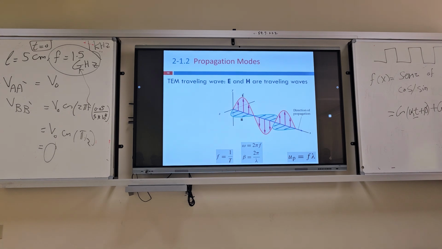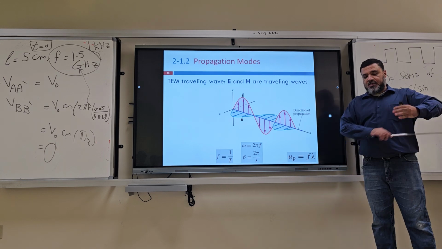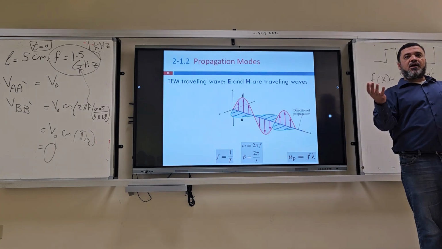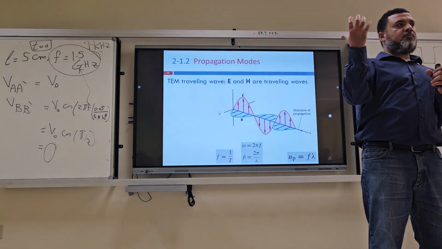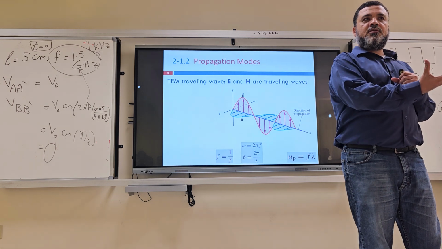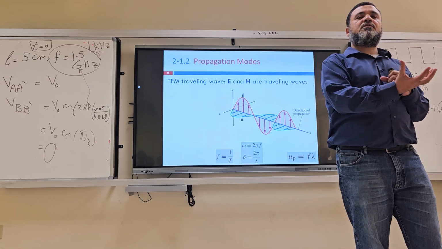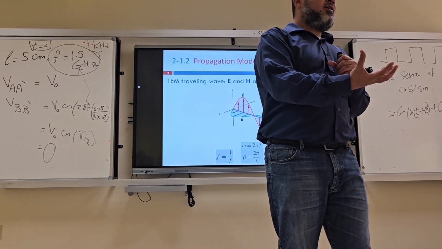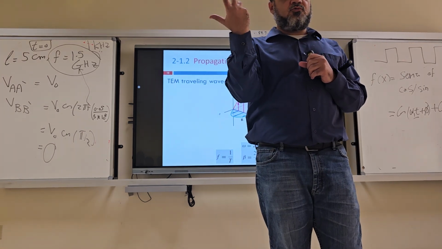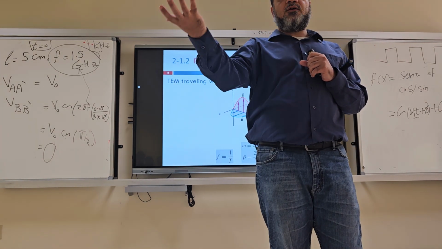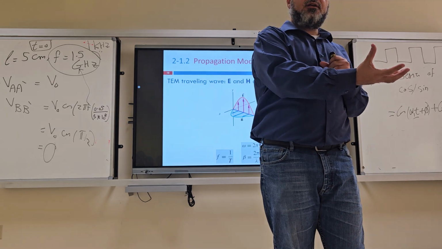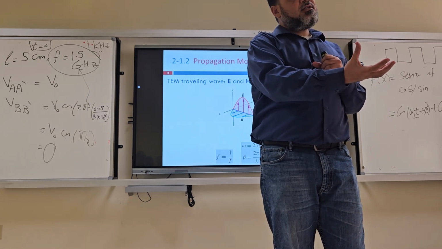Okay. Now we need to speak about something called propagation modes. Propagation modes means, as we said before, based on Faraday's law and Ampere's law, a time varying magnetic field would produce what? A time varying electric field. Is this Faraday's law or Ampere's law? Faraday's. This is Faraday's law.